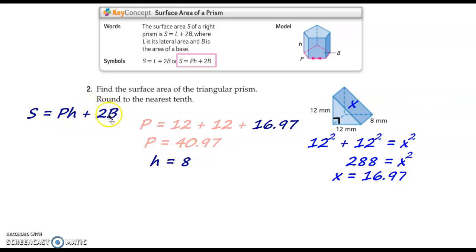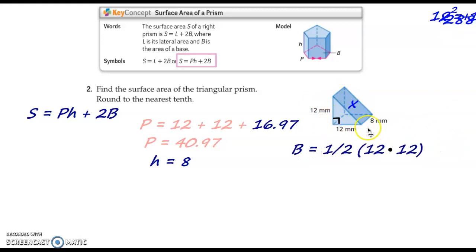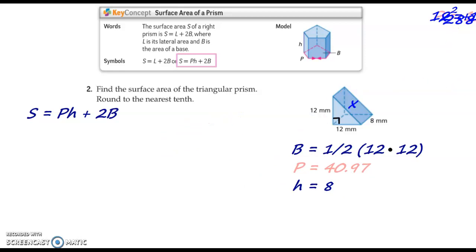Now, the only thing I have left to figure out in order to put it into my formula is the area of the base. So I'm going to move these off. To find the area of the base, and the base is a triangle, I need to find 1/2 of the base times the height, or 1/2 of 12 times 12. That gives me my 3 pieces of information that I needed to substitute into my formula.